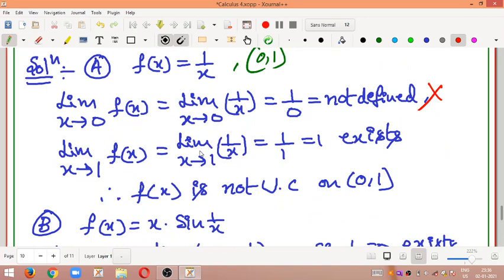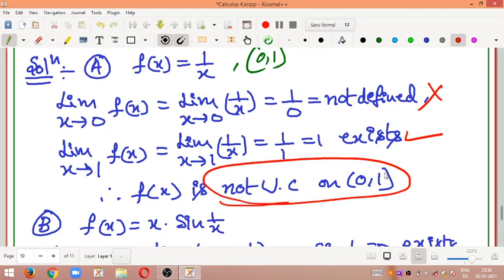So for our mathematical step, we want to check the second step also. The limit as x tends to 1 of f(x) equals the limit as x tends to 1 of 1/x, which is 1/1 equals 1. This exists. Even though it exists, the first one does not exist. So that's why the given function is not uniformly continuous on this given interval. So the first option is a wrong option.